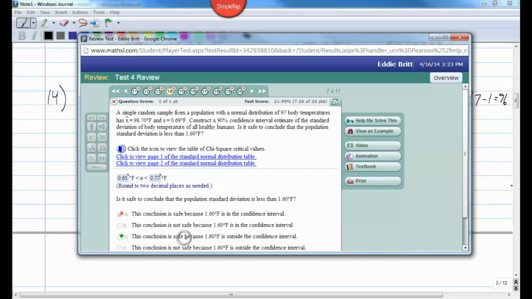It says the conclusion is safe because 1.60 is out of the confidence interval, and because it's also a lot more than what we actually got. Would it be okay to assume that it's less than this? If it would have said more, the answer would be no. Since it said less, yes.